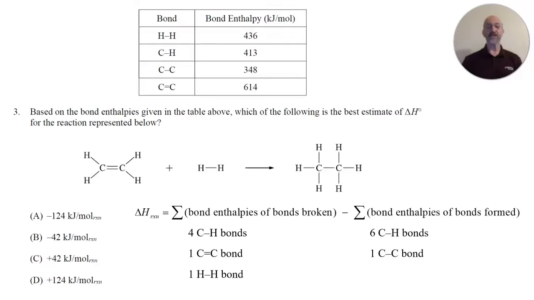The next thing that I need to do is to use the data from the bond enthalpy in the table to simply do the math and calculate the sum of the bond enthalpies of the bonds broken minus the sum of the bond enthalpies of the bonds formed. So filling in the numbers, 4 times 413 for the carbon-hydrogen bond, and then 6 times 413 for the carbon-hydrogen bond. The carbon-carbon double bond is 614. The hydrogen-hydrogen bond is 436. And the carbon-carbon single bond is 348. Now I just need to do this math. So bonds broken minus bonds formed.